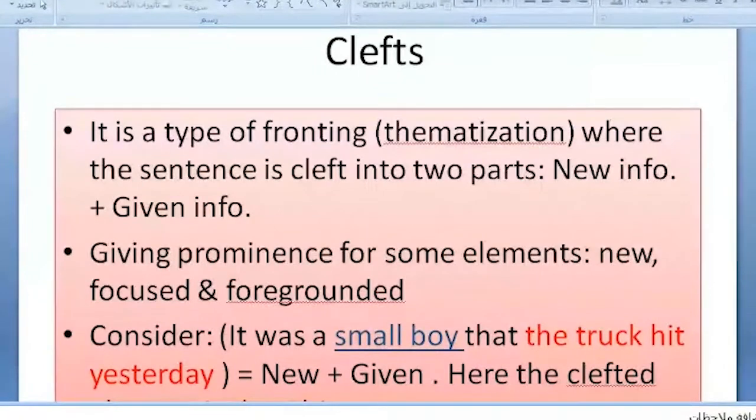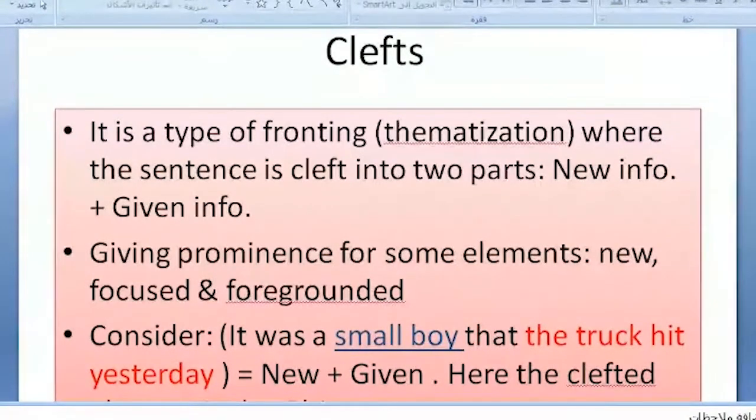In this type of sentence, which is it-cleft, the element which we want to focus on, we use it in the first part after the verb to be. What is given, what is known, is put backward, in the second part. So in this type of sentence, the most important element, you put after the verb to be in the first part.